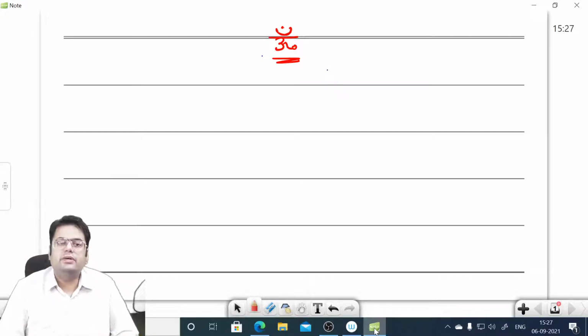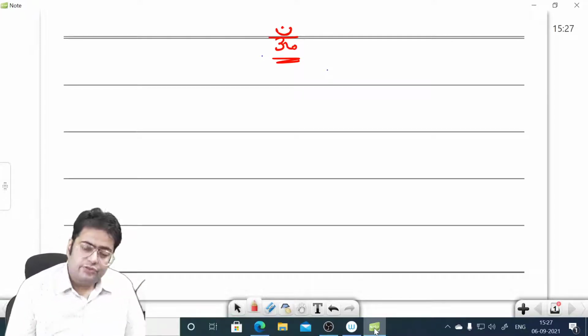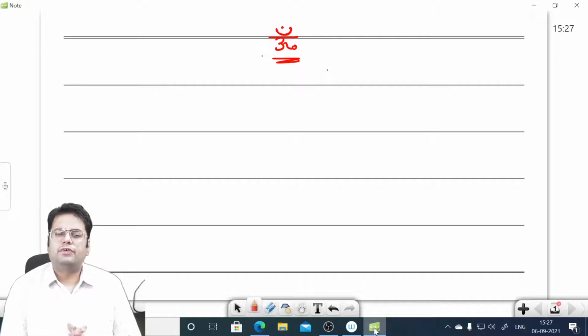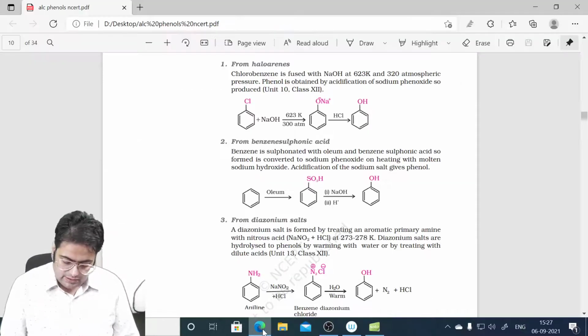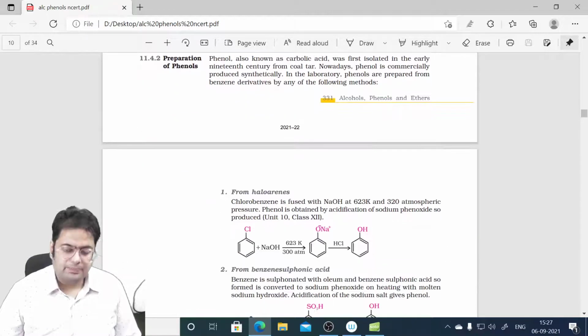I'm Dr. Gaurav Sharma and I'm taking you this chemistry class, and today we'll talk about preparation of phenols. So now let's talk about preparation of phenols. First of all, what is there is given in your NCERT. So predominantly these are the preparation of phenols.